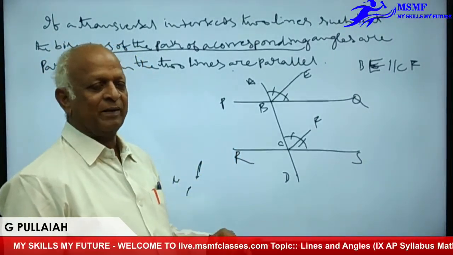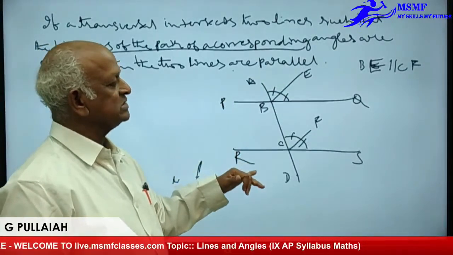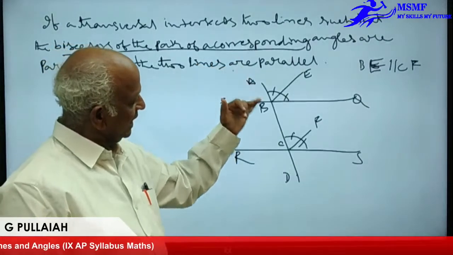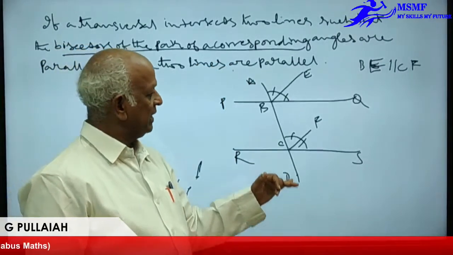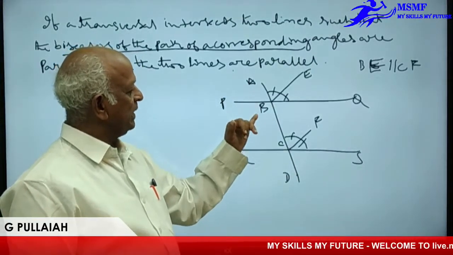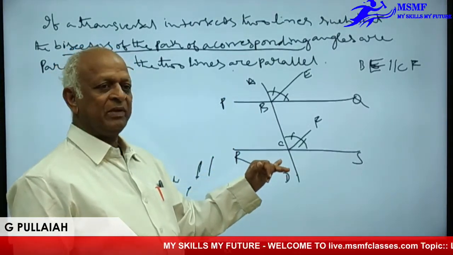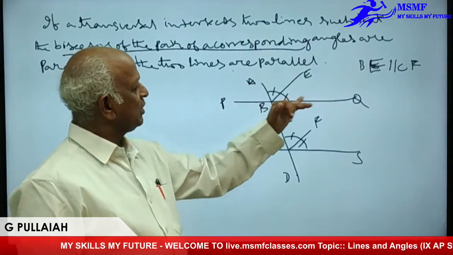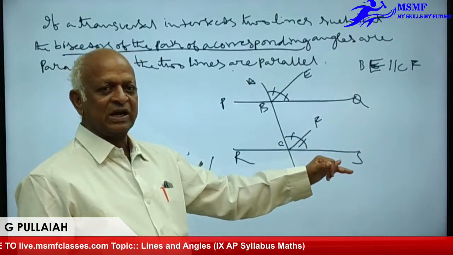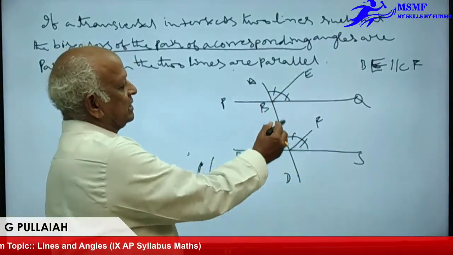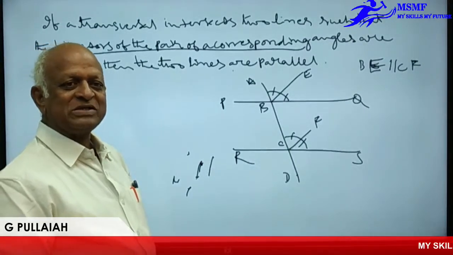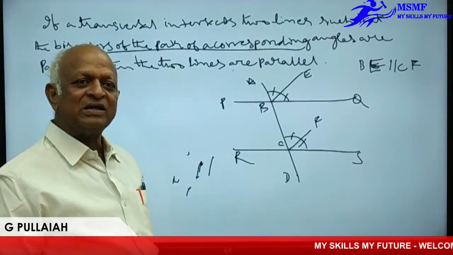I think you understand my point. Here PQ and RS are two line segments, and AD is the transversal. AD is intersecting PQ at B and RS at C. Here ABQ is one angle and BCS is another angle. These two angles are the corresponding angles. Observe very carefully. The bisectors of these two corresponding angles are parallel.